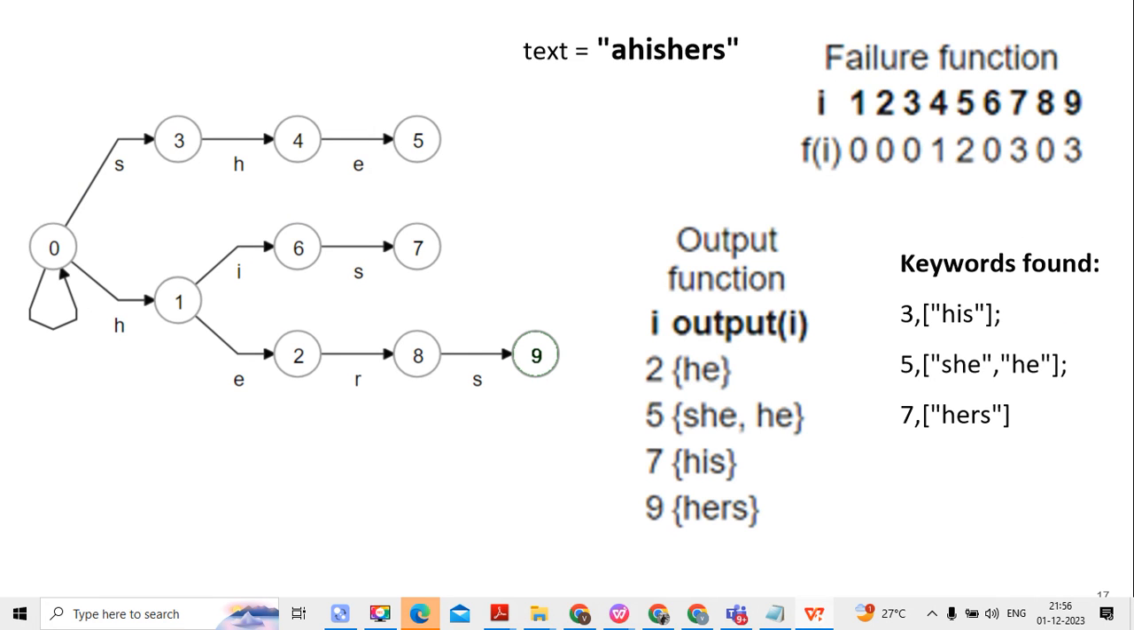Now it's the same diagram, but only the numbers are given to understand. Now for 1 the failure transition is at 0. For simplicity it is not shown, otherwise the diagram becomes very complicated. So for 1 the longest prefix is not possible, so it is going to 0. For 2 it is going to 0. For 3 it is going to 0. Now 4 is nothing but H. Now you can see that after H, the longest prefix possible is IS and ERS also. So from 4 the failure transition is going to 1.